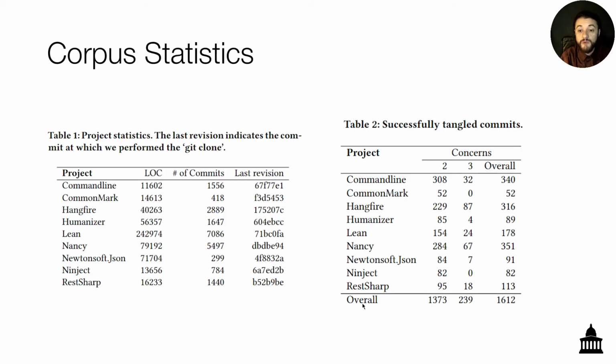Here, in Table 1, we can see the statistics of the projects we employed this corpus generation technique on. In Table 2, we can see the generated tangled commits. We did generate 4 concerned commits as well, however, they were too few to make statistical conclusions on. These tangled commits, while artificial, capture the intuition of a developer forgetting to commit their workspace before starting new tasks.